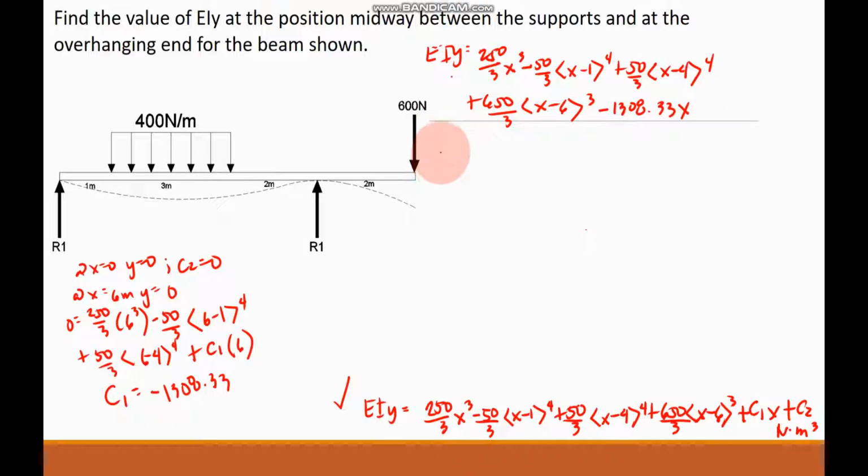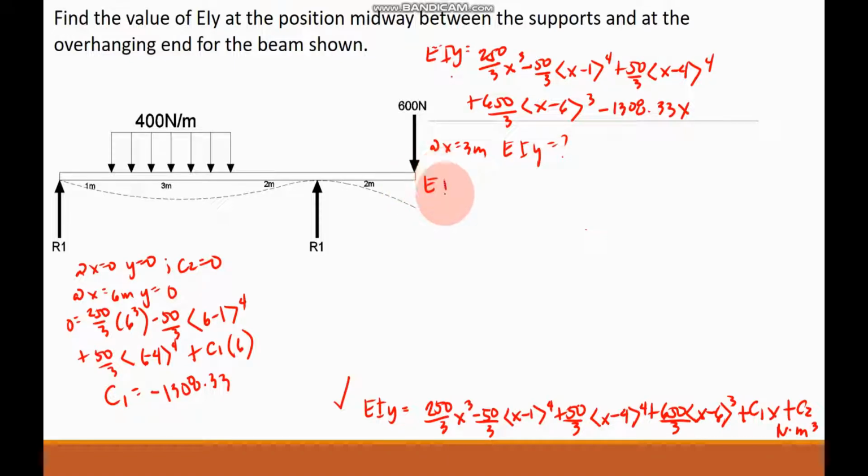We are now ready to determine the value of EIy at the position midway between the supports and at the overhanging end of the beam shown. So at the position midway, at x is equal to 3 meters, so ito yung supports, which is 6 meters, so the mid span is at the 3 meters. So we have x is equal to 3 meters. What would be the value of our EIy?